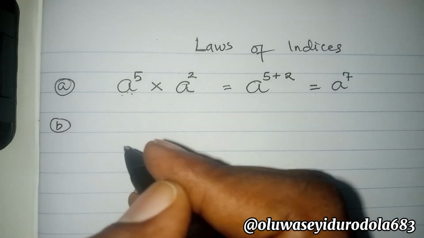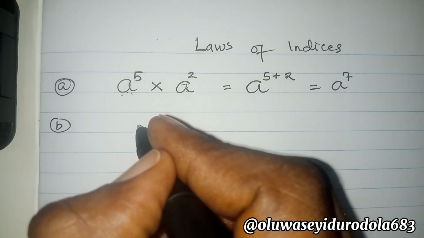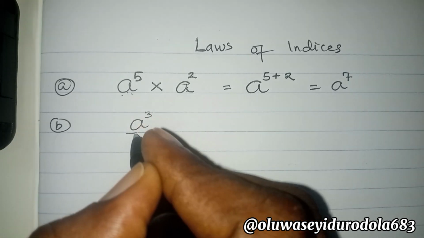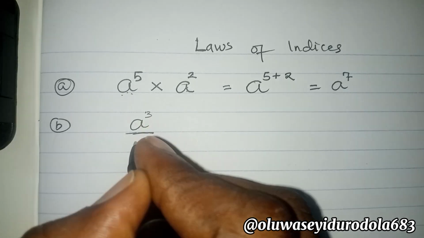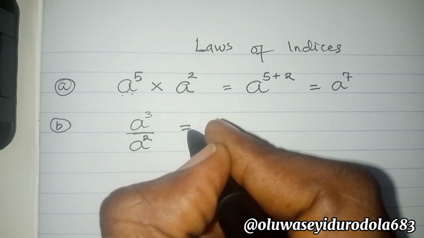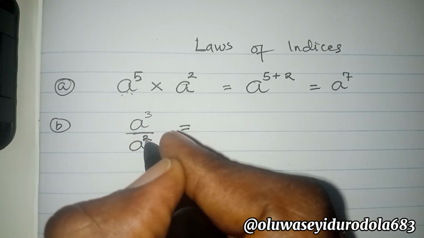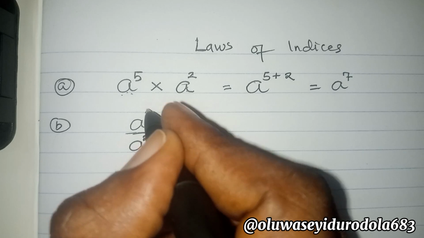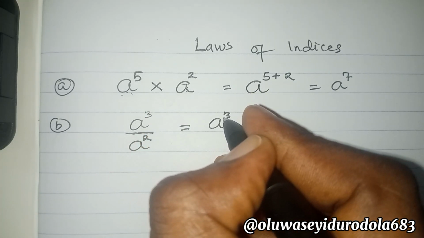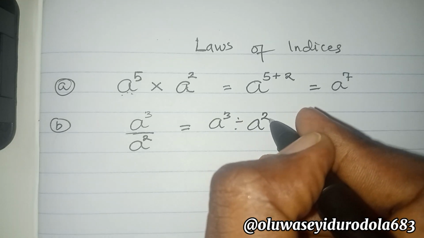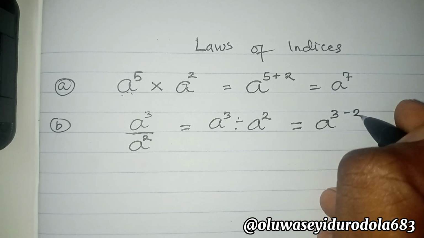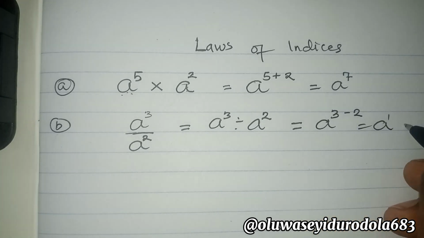The second rule says if two expressions of the same base divide one another, what you do is you subtract their powers. You subtract the power of the denominator from that of the numerator. You have a raised to the power 3 divided by a raised to the power 2, which is equal to a raised to the power 3 minus 2, and you have a.